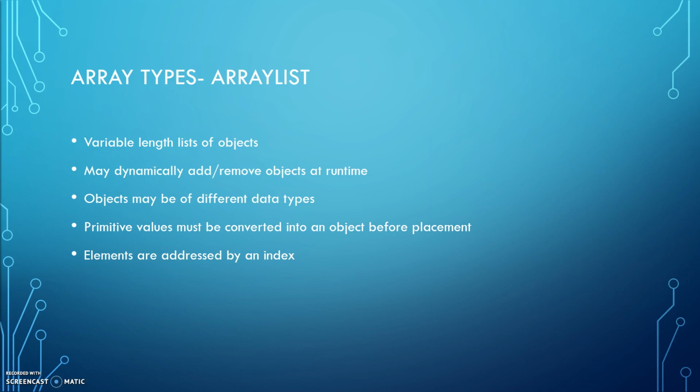So you definitely want to choose an array list if you need to be able to dynamically add or remove objects at runtime, or you need different data types, or you need a variable length list. Those would be instances when you would choose an array list.